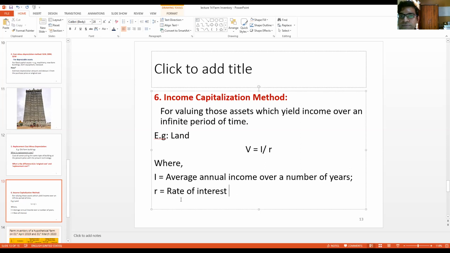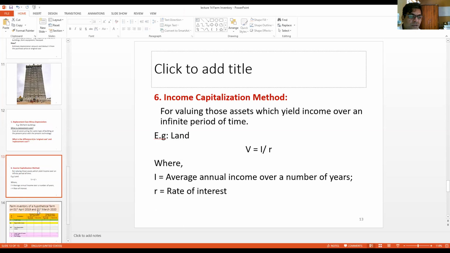What is the other method to estimate the value of land? The other method is the selling price, right? If the farmer is ready to sell his land, what price is he going to get? So the other method is selling price. If the farmer does not have the annual income over a time period, then we can use the selling price of land to estimate the value. Okay, and then we can include inventory also. So depending upon the use and the type of asset, we have to devise certain methods and we have to involve ourselves in farm inventory analysis.